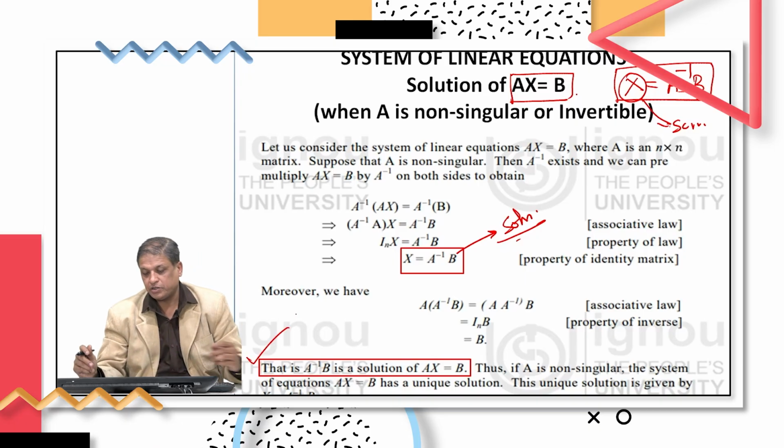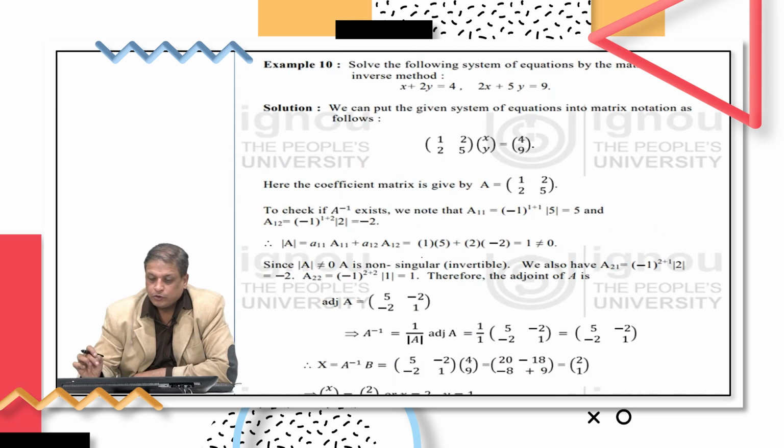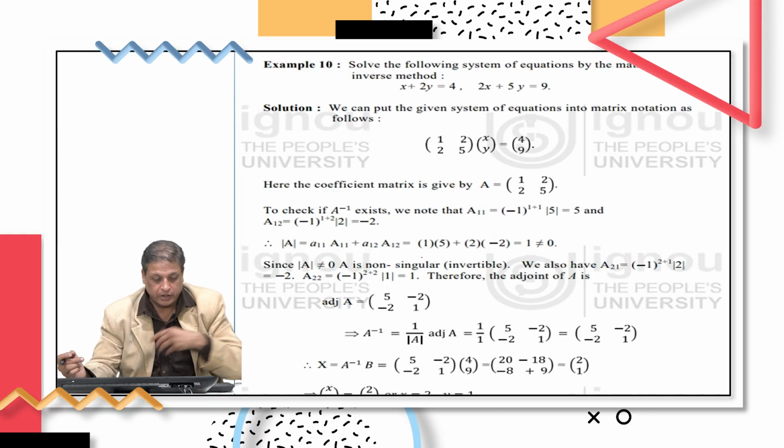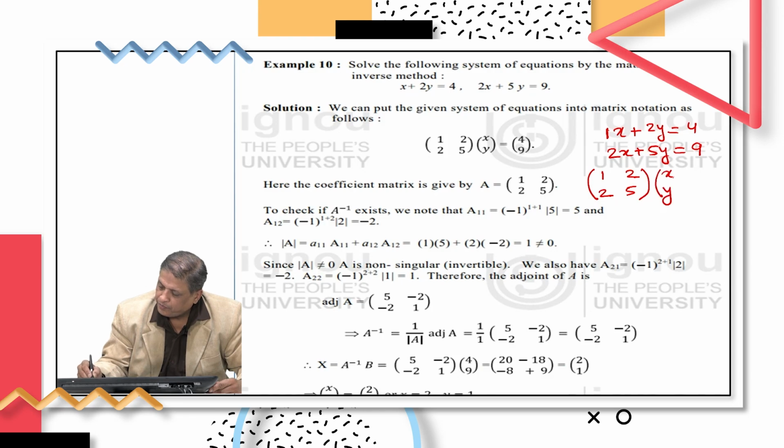So this is what is expressed over here, that we can transform the system of linear equation Ax is equal to B into a manner where X is equal to A inverse B, which is the solution. So let's apply the concept of A inverse B to solve a system of linear equation. Given system of equation, we are having two equations, x plus 2y is equal to 4 and 2x plus 5y is equal to 9. Now transforming it into the matrix representation, we can say 1, which is the coefficient of x, 2, 2, 5, x, y is equal to 4, 9.